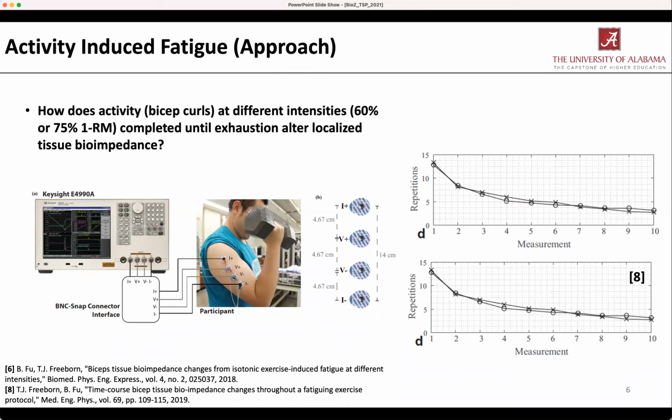We don't want to use a fixed weight because participants have different strengths. They're able to lift different amounts. So this normalizes this activity for each individual participant. We talk about exhaustion. How did we reach exhaustion through this study?